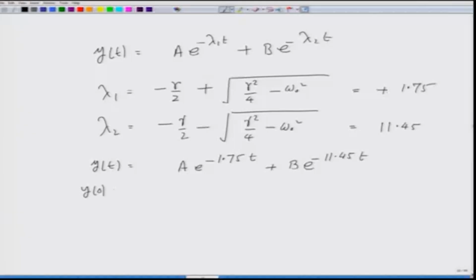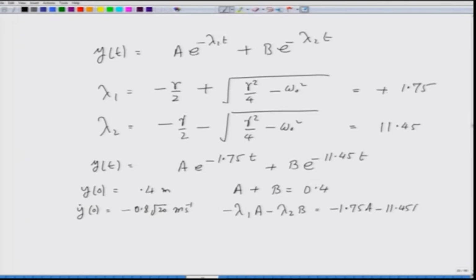Now, y at 0 is given to be 0.4 meters, and therefore, I have a plus b equals 0.4, and y dot at 0 is minus 0.8 square root of 20 meters per second, and therefore, I have minus lambda 1 a minus lambda 2 b, which is equal to minus 1.75 a minus 11.45 b is equal to minus 0.8 root 20. So, I have two equations, 1 and 2, and I can solve for a and b.